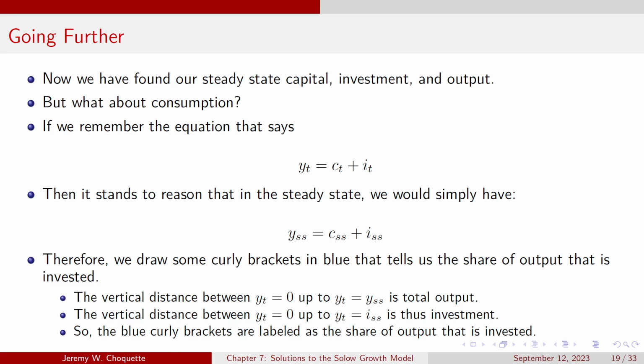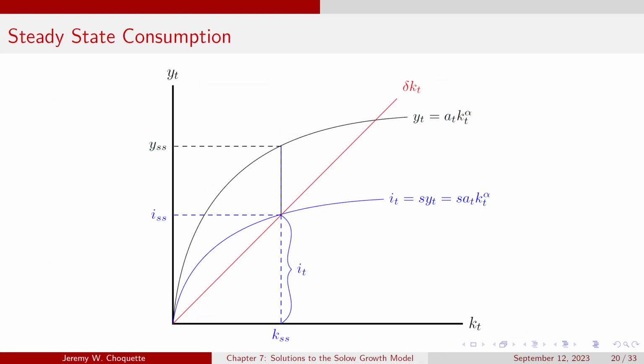And then the vertical distance between Y equals 0 and Y equals Y_SS, well, that's going to be total output. What am I talking about? Well, here's a little curly bracket for investment. So everything from the horizontal axis, K_SS, up to the blue curve, that's going to be investment. That's how much of output is being invested.